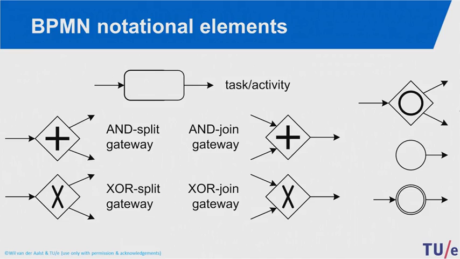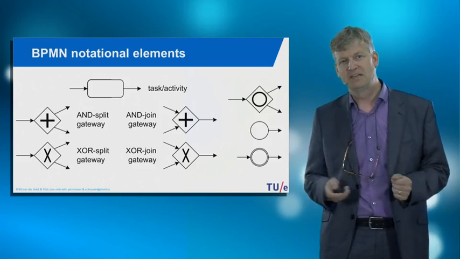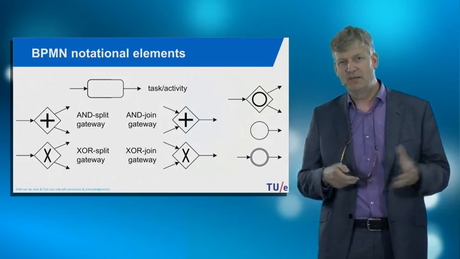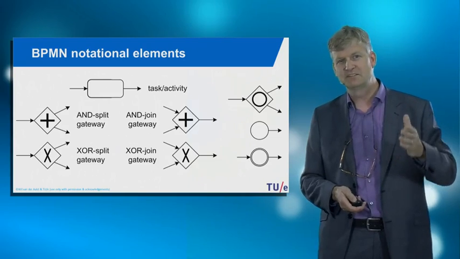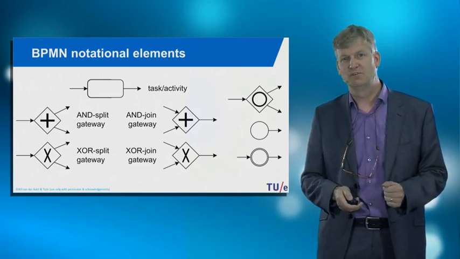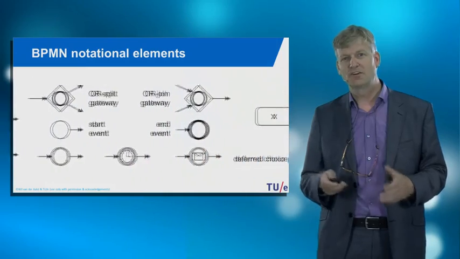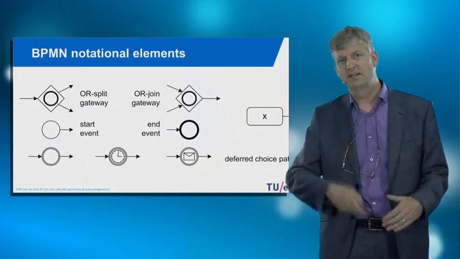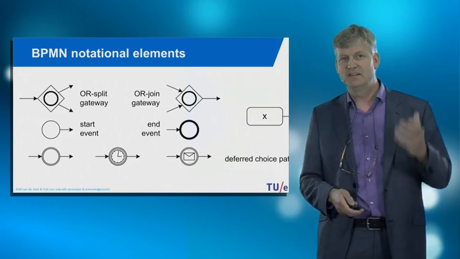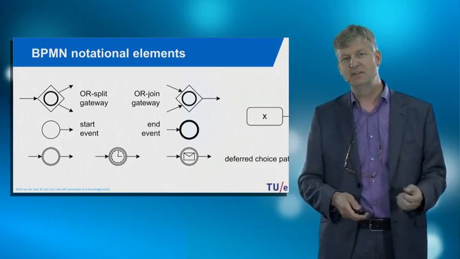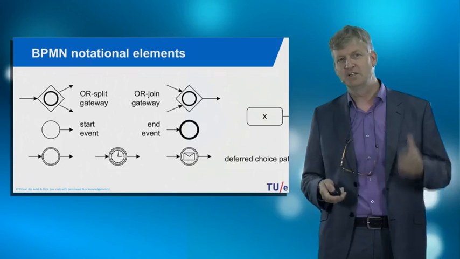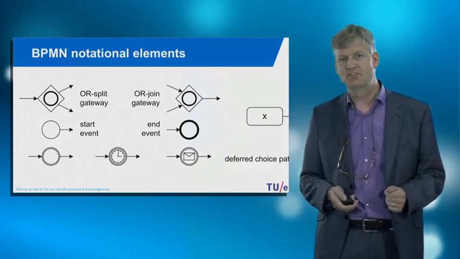So what are the notational elements of a BPMN diagram? We have tasks or activities, and we have splits and joins: AND splits, XOR splits, AND joins, and XOR joins, just like we have seen before. There are also other constructs, such as the OR split and the OR join, and we will look at these constructs in more detail. A BPMN diagram starts with a start event and ends with an end event, and there can be other types of events, for example, events triggered by a clock or events triggered by a message.